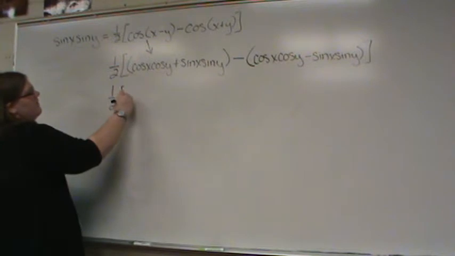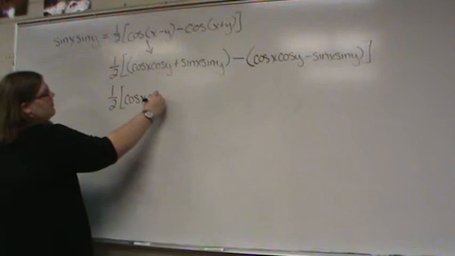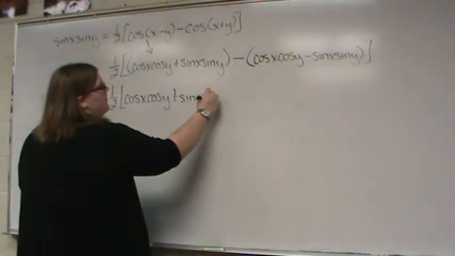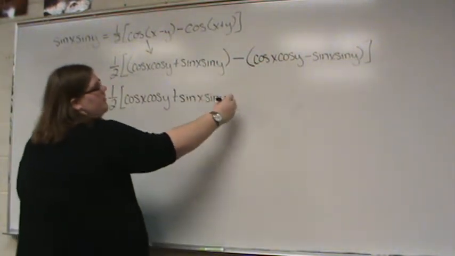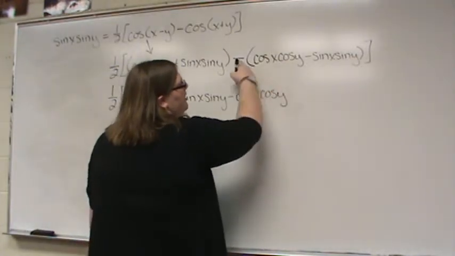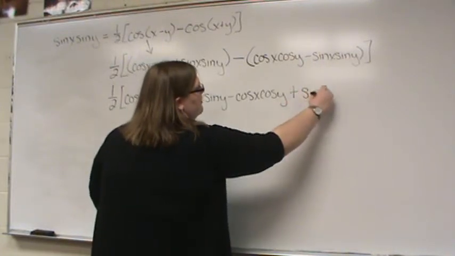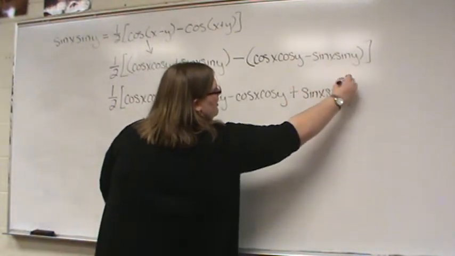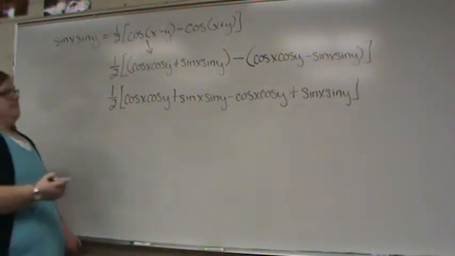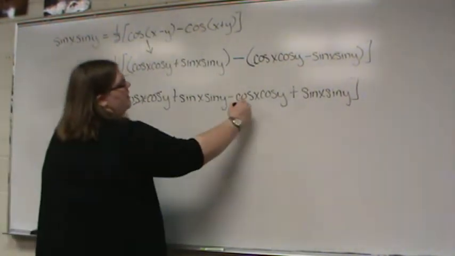So we have 1/2, and I'm going to remove the parentheses now just because we're not going to need them. And then distributing that negative, we have minus cosine x, cosine y. When we distribute the negative here, that becomes positive. Okay, and then cancel. So now what cancels? The cosine xy. So we have a cosine xy, cosine x, cosine y here, and then a negative one there.